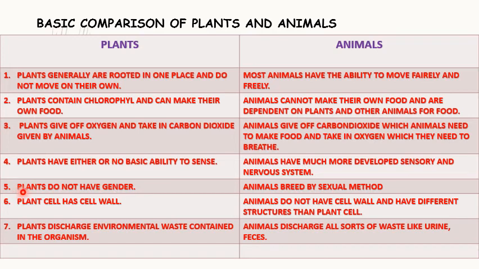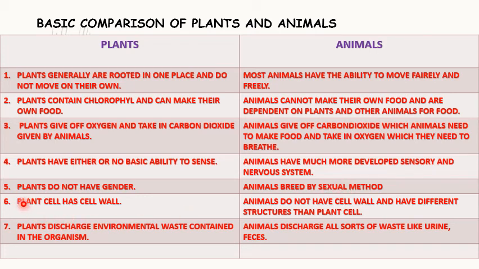Now, number 5 says plants do not have gender. Yes, plants do not have male or female. You don't say this is the male plant or the female plant. But animals breed by the sexual method. This means that animals have gender, male and female. Animals have male and female, and the female one will always give birth. I hope you remember that. Brothers, uncles, daddies, they cannot give birth. Yes, they cannot give birth because they are not female.